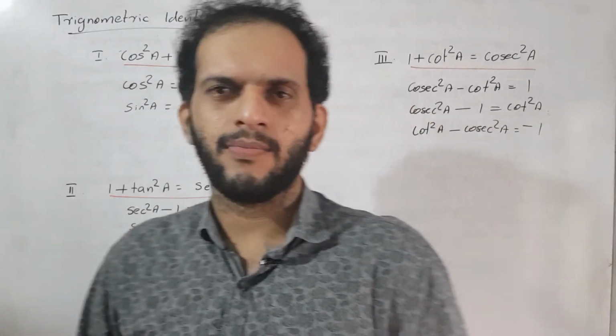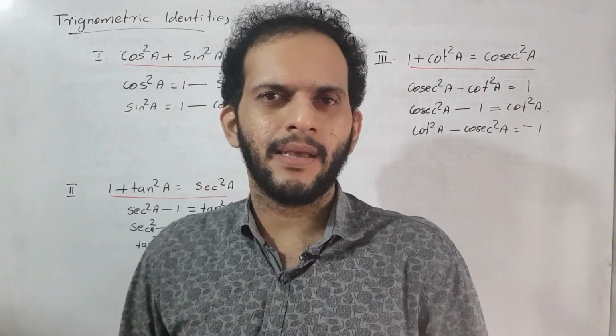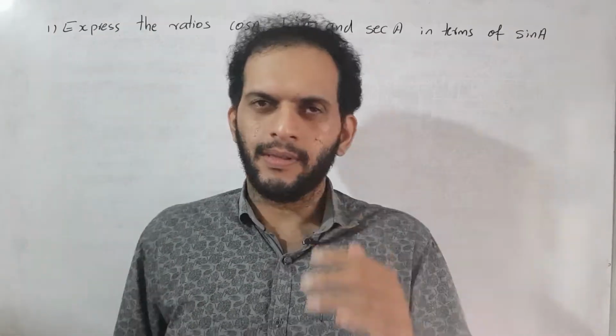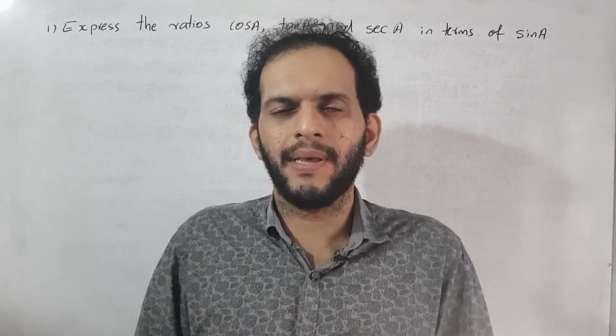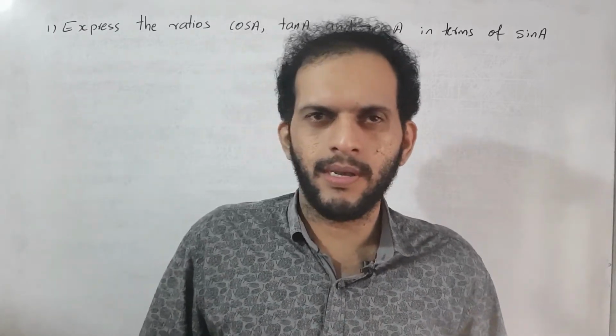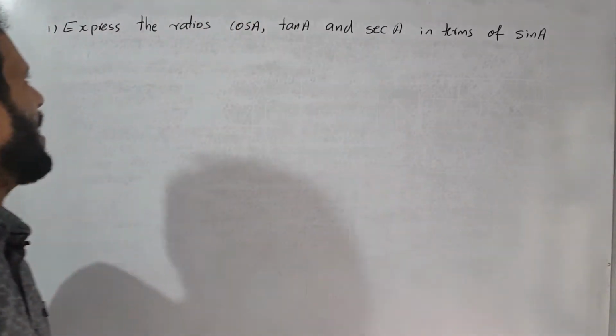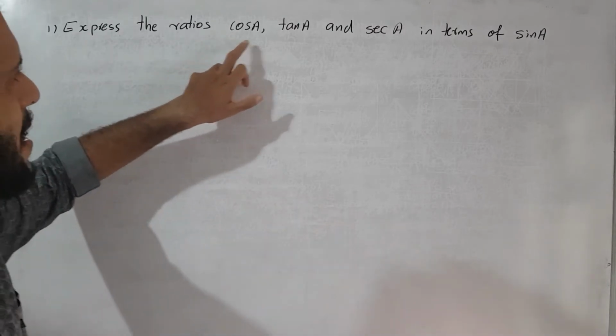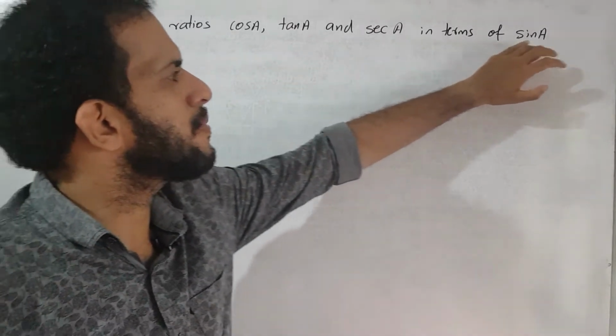Next we apply these identities for proving results. The next question is a basic application of the identity. The first one is like this: express the ratios cos A, tan A and sec A in terms of sin A.